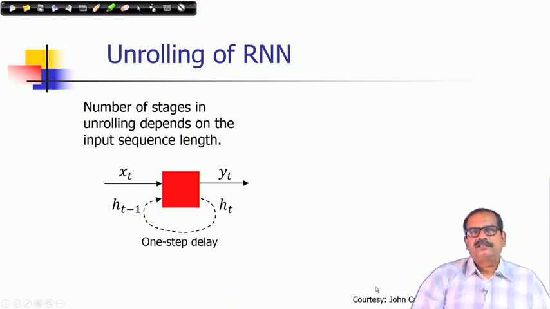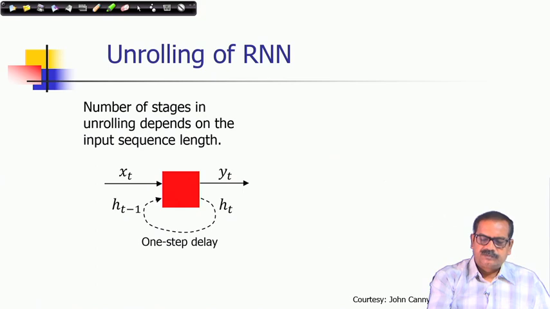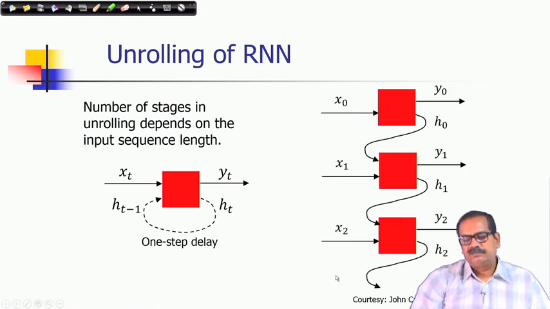To analyze a recurrent neural network, you have to unroll or unfold it, and the number of stages of unrolling depends upon the length of the input sequence. Suppose the length of the sequence is 3: x naught, x 1, x 2. So, x naught is the past.